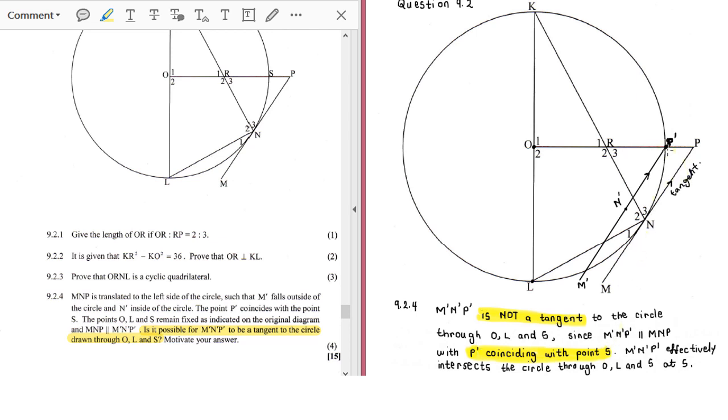So then if that is the case, what happens is that this new position M prime N prime P prime effectively intersects the circle, and if it intersects the circle, it no longer becomes a tangent. Okay, so that would be my reasoning. If you can find any other way that you want to answer this question, you are more than welcome to use that approach as well.